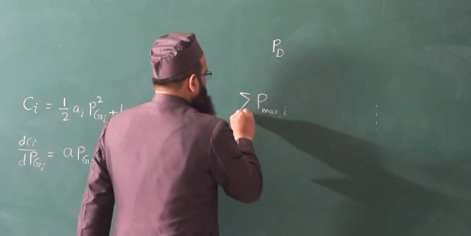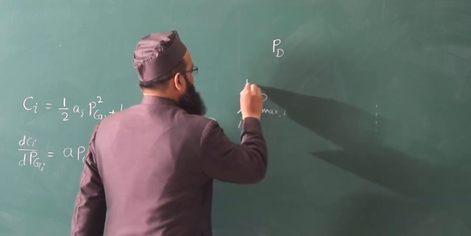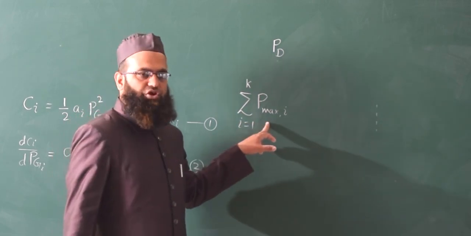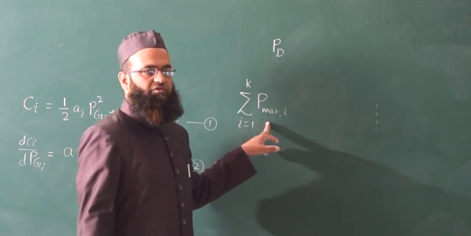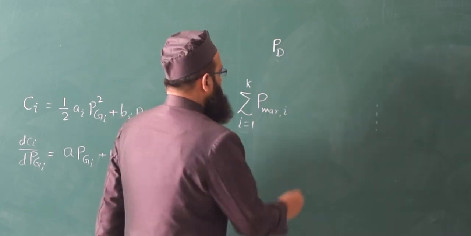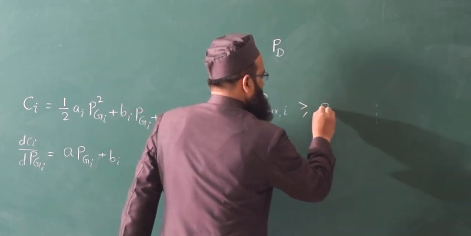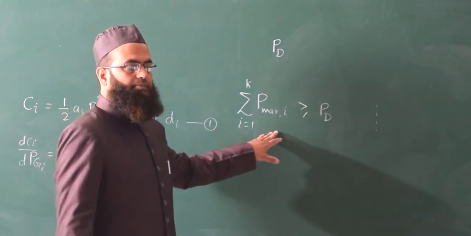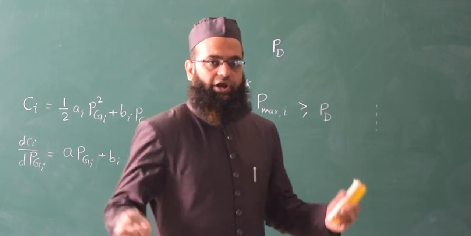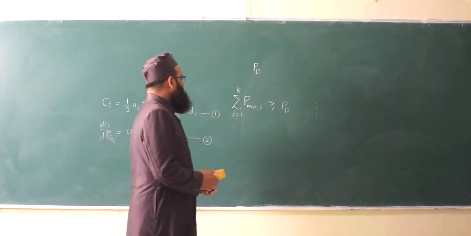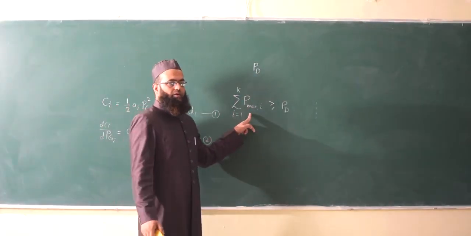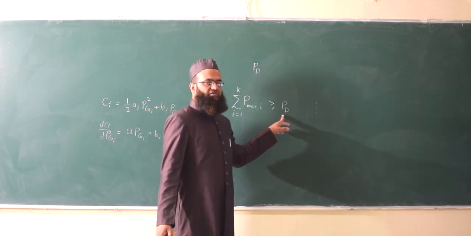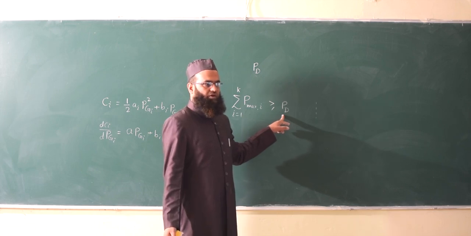So total number of units, let us say number of units are k. Summation of capacities of all the units should be equal or greater than PD. Clear? At least this should be. If all the units are fully loaded, at least we should be able to fulfill all the power demands on the station, right?